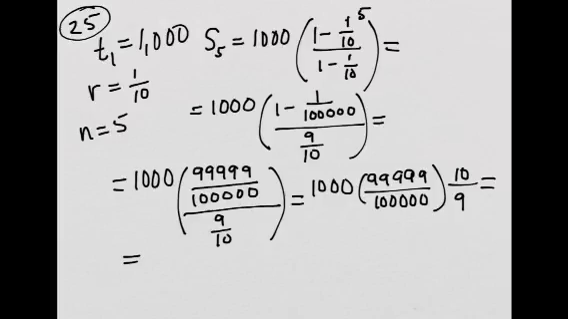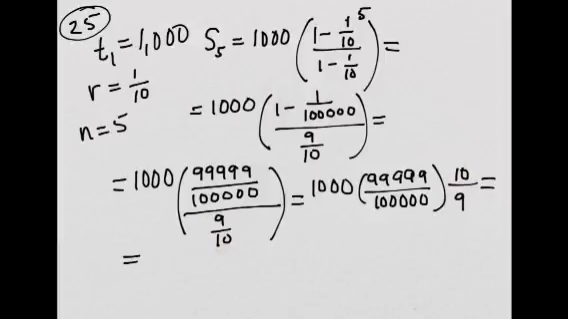So let me go through all this work. You set it up like this. This is the original equation, the original formula for the sum. 1/10 to the 5th power is 1 over 100,000, and then 1 minus 1/10 is 9/10. Okay, that's all I did here in this step. Then in this step, I got a common denominator, so 1 minus 1 over 100,000 is this right here, and again over 9/10. And then over here, when you divide by a fraction, you multiply by its reciprocal.